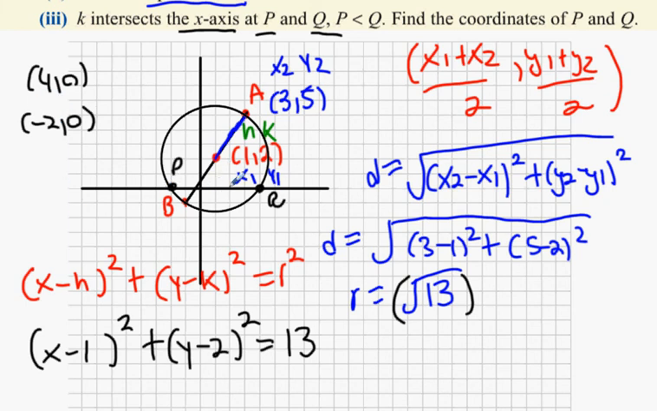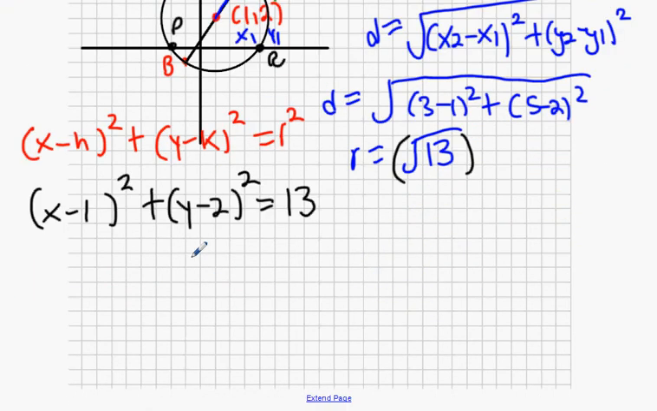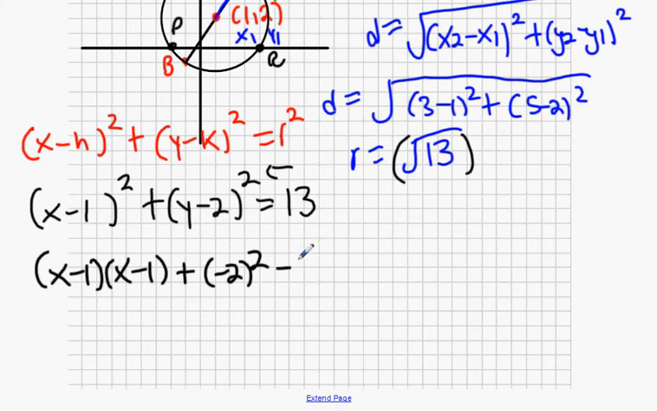Anybody make a suggestion for the x-axis? What point is always 0 on the x-axis? Which coordinate is 0 on the x-axis? The y value is always 0. So go to your formula and replace what letter with 0? The y value with 0. So it's going to be minus 2 squared. Bring over the 13. Becomes minus 13 equals 0.